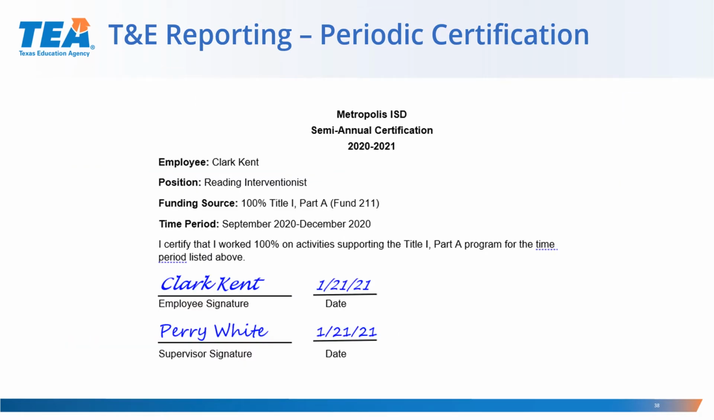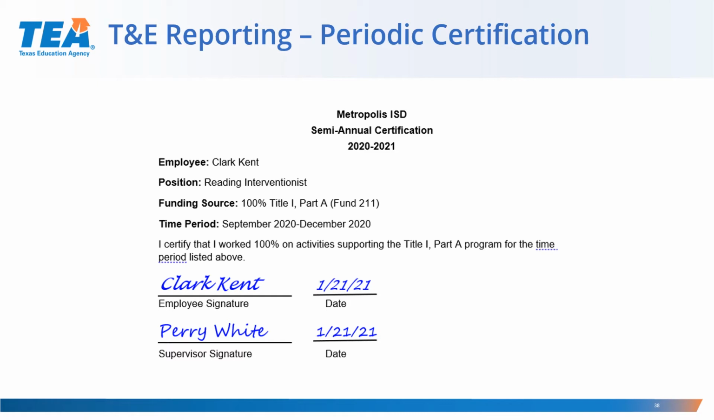Here's another example of a periodic certification. In this case, we have Mr. Clark Kent, who is a reading interventionist. And in this case, he's 100% funded from Title I, which is Fund Code 211. We do have the time period, September 2020 through December 2020, clearly identified, and his statement that he worked 100% on activities supporting Title I Part A for that time period listed directly above. We also have his signature, his boss, Mr. White, and both of the signatures are dated, so this would meet all our requirements.